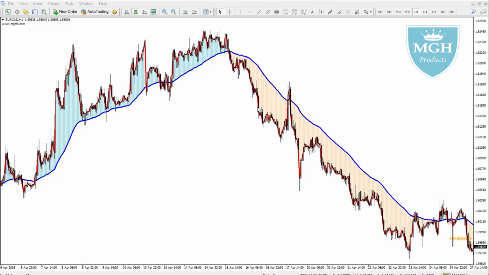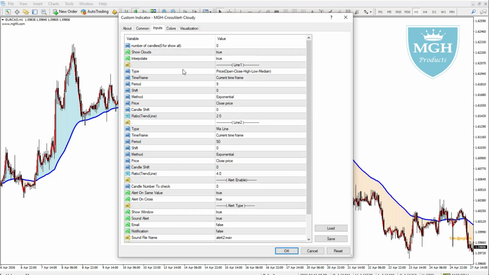So that's the walkthrough of the MGH-CrossAlert Cloudy indicator. To summarize what we covered: Tenkan vs Kijun cross with and without cloud, Span A vs Span B, recursion by Ichimoku Kumo, trend line crossover with and without shift, mixing different line types like Tenkan-sen with EMA 100, multi-time frame crossover H1 Tenkan vs H4 SMA 50. And the last one was price crossing a moving average.